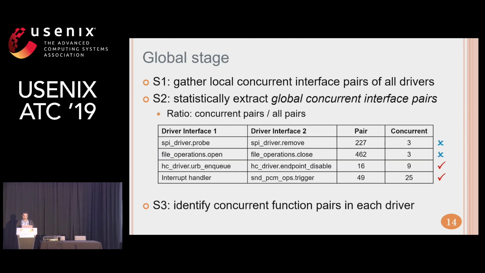After the local stage, we get the local concurrent interface pairs for each driver. In the global stage, we first gather all these pairs, and then for each pair, we check how many source files have the two driver interfaces and how many source files consider the two driver interfaces as a local concurrent interface pair. We divide the two numbers and get a ratio. If this ratio is larger than a threshold, this local concurrent interface pair is considered as a global interface pair.